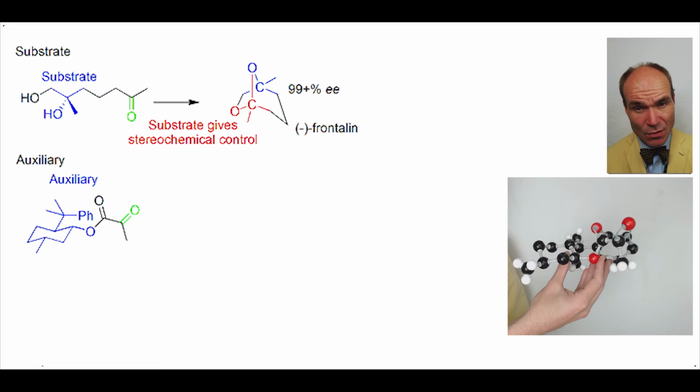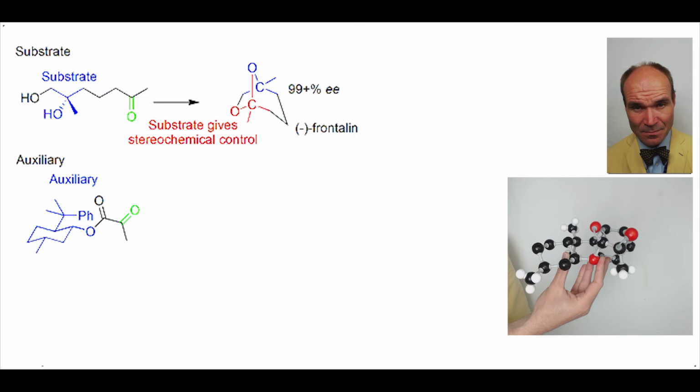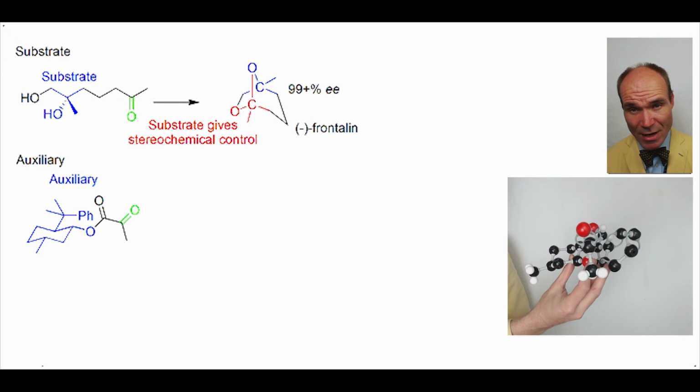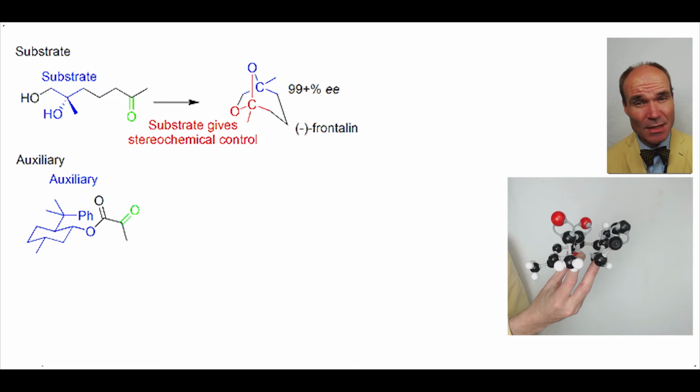And remember, the auxiliary is probably expensive as it's a single enantiomer. This is done exclusively to control the stereochemical outcome of a subsequent reaction. Then, this auxiliary portion of the molecule is removed.